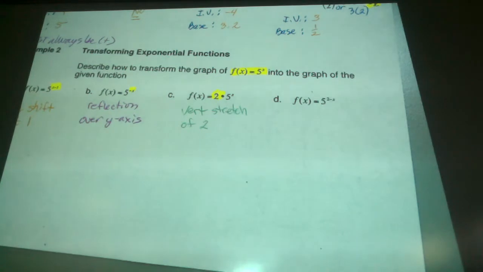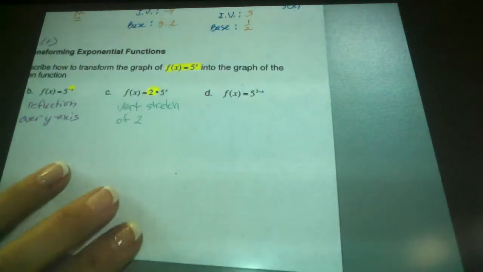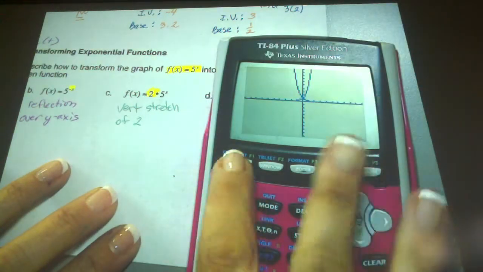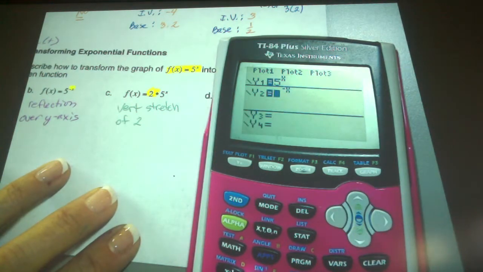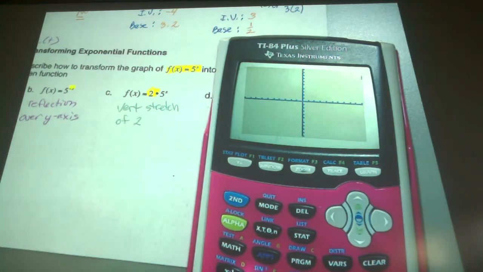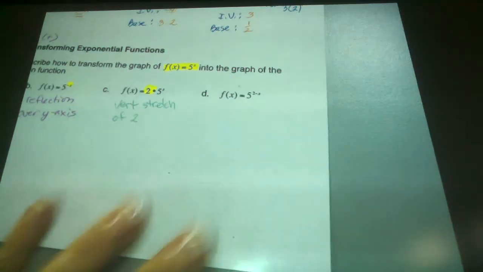If it's a vertical stretch, should it get closer or further away from the y-axis? Closer. So let's take this one away. I'm going to do 2 times, whoops, not x, 5 to the x. So there's the first one. The second one should be inside. And there it goes. So just a slight stretch, pulling it closer. And then the last one on here.